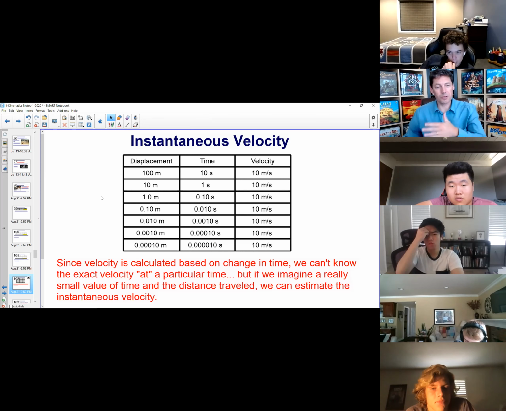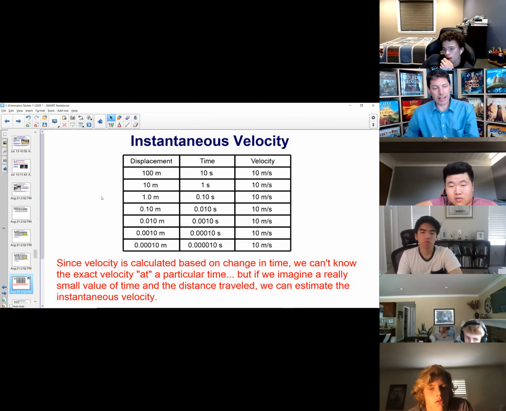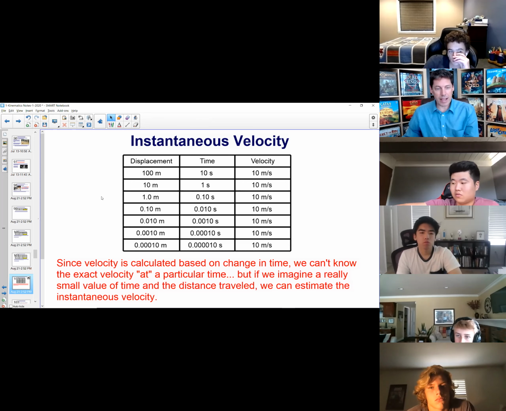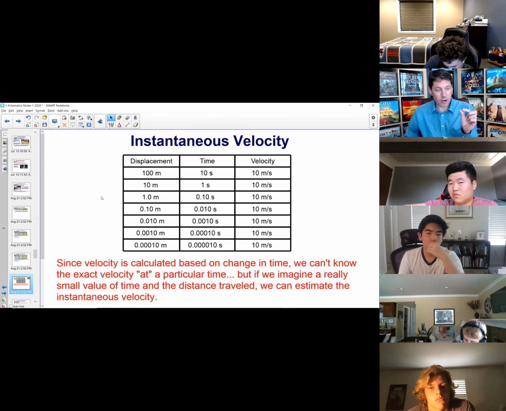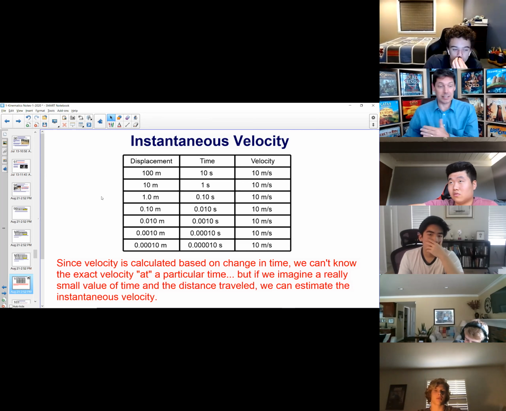So it's still true. We can't literally find an instantaneous velocity because that means no time passed, and therefore delta t is 0. But if we make the delta t really, really small, then for all practical purposes, that rate would basically be an instantaneous velocity. Is it literally instantaneous velocity? No.